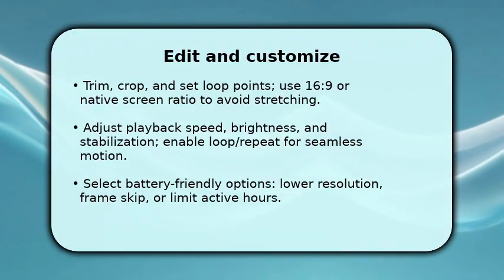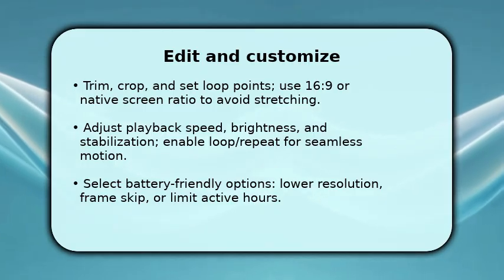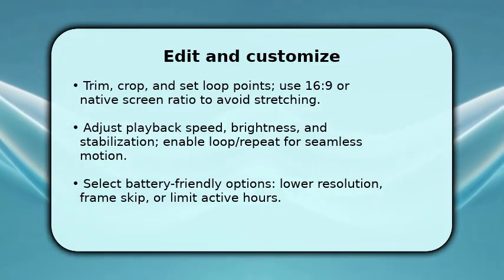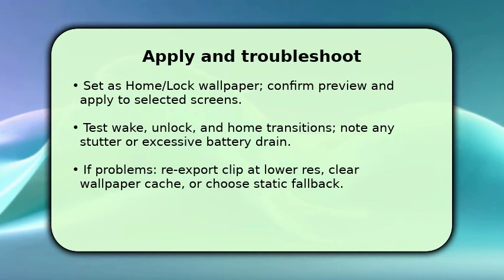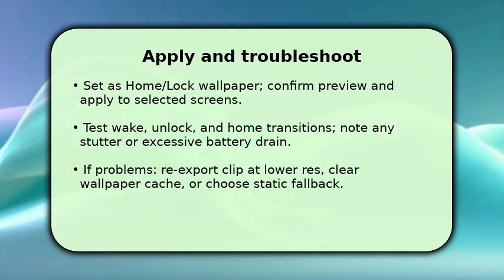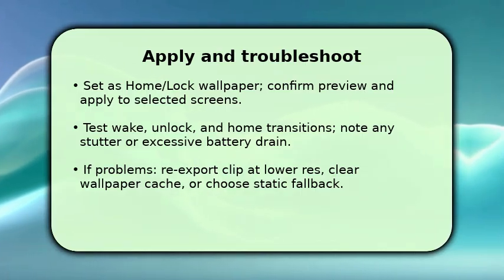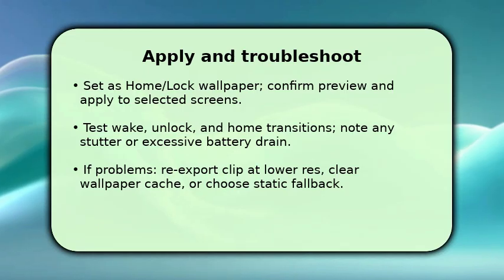These save battery. Then choose whether it should animate on home, lock, or both so you finish by applying the wallpaper and verifying behavior across your device. Tap Apply, choose home or lock screens, and watch the preview to confirm proper alignment and looping. Then lock and wake the phone and navigate the home screen to test for stutter or lag.